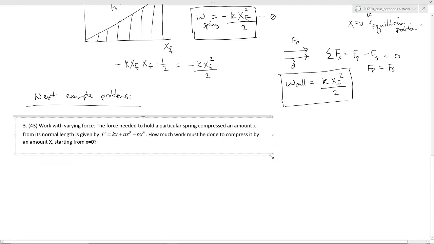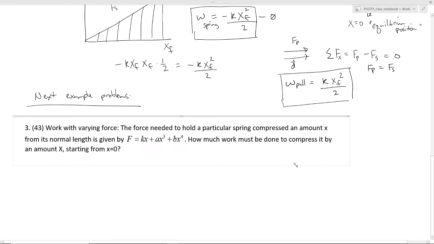So here's the question. The force needed to hold a particular spring compressed an amount x from its normal length is given by F equals kx plus ax cubed plus bx to the fourth. How much work must be done to compress it by an amount capital X, starting from x equals 0?